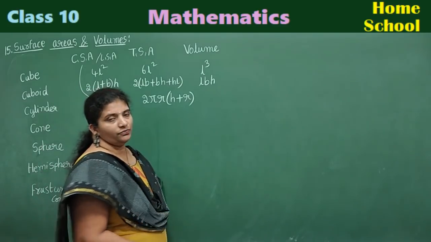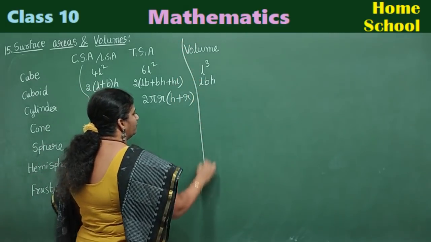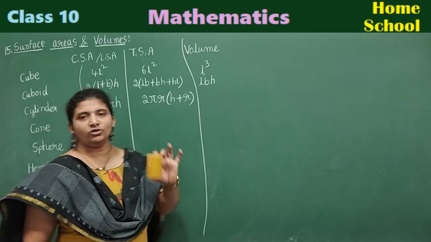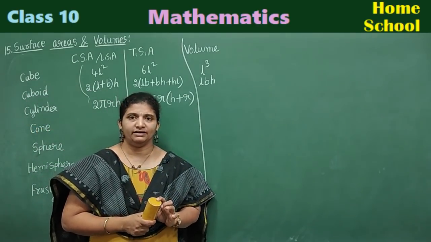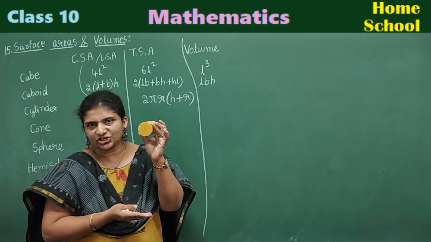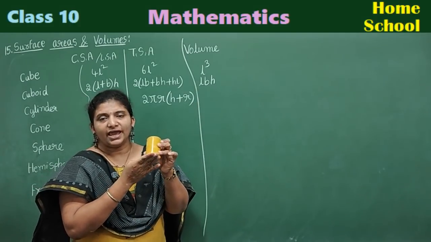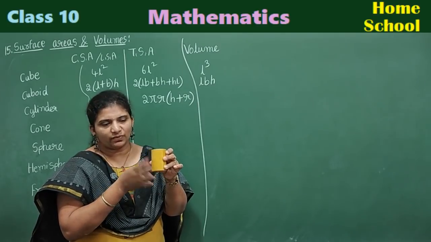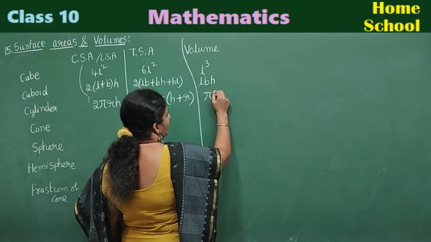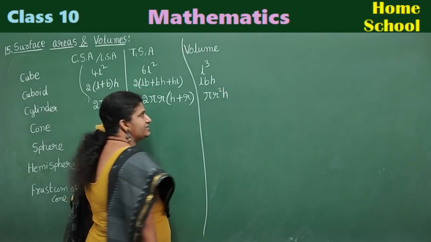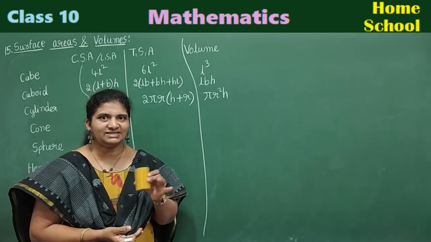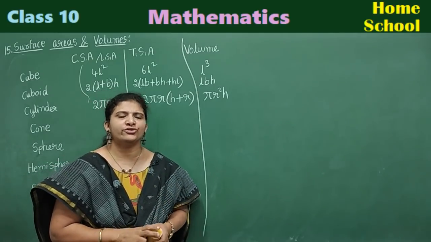Coming to volume. What is the volume of a right circular cylinder? Observe here. What is the area of the base? Base is which shape? Circular shape. Area of a circle? Pi r square. Height h. So, pi r square into h, that is pi r square h cubic units, is the volume of a cylinder. It's very easy to remember.